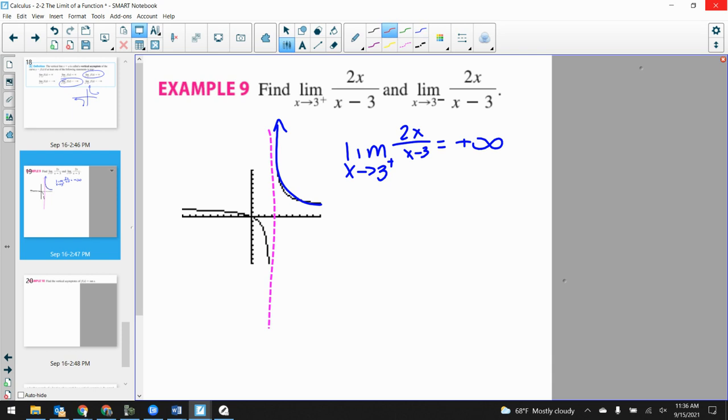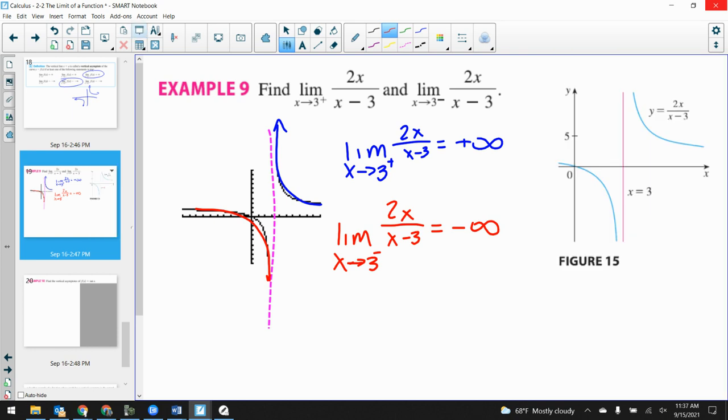The limit as x goes to 3 from the negative. What is that? Negative infinity. You see that? That's how that works. That's the notation behind it as well. That's how we read that. And I believe that's the exact same thing that we drew.